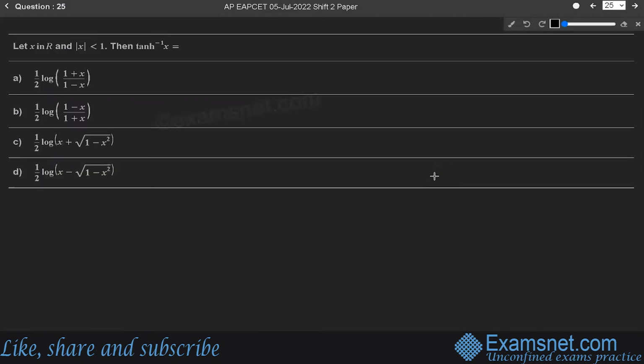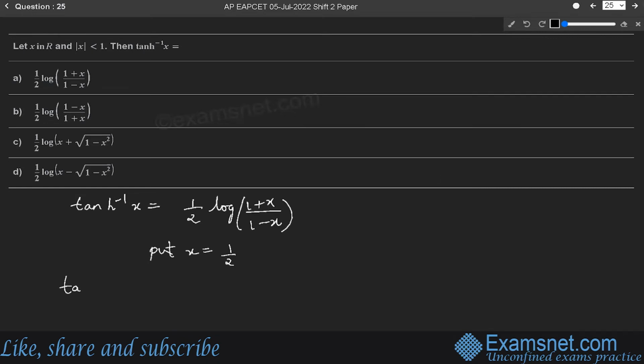Next question is, let x in R and modulus of x is less than 1, then tan h inverse x is equal to. In this question, there is a very short trick to solve it. Let us look at the options. So let us look at the first option here. If tan h inverse x is equals to 1 by 2 log of 1 plus x divided by 1 minus x, here put x is equals to 1 by 2.